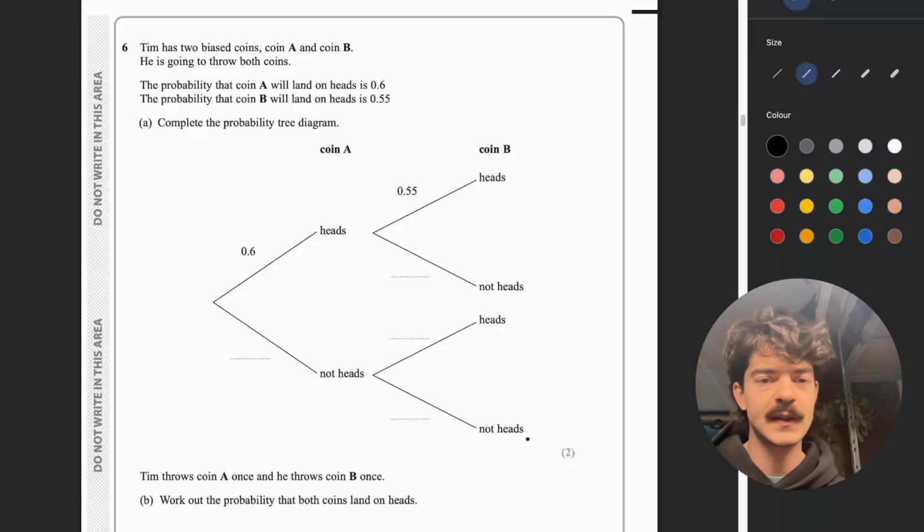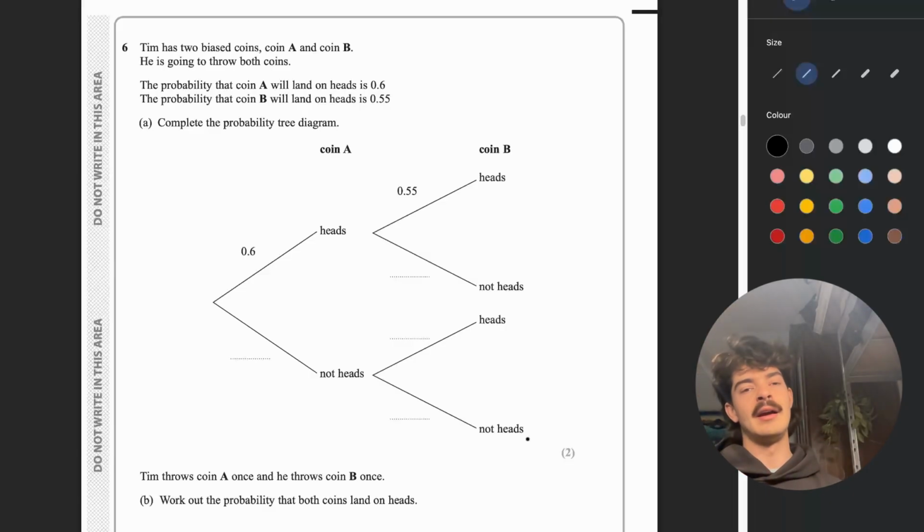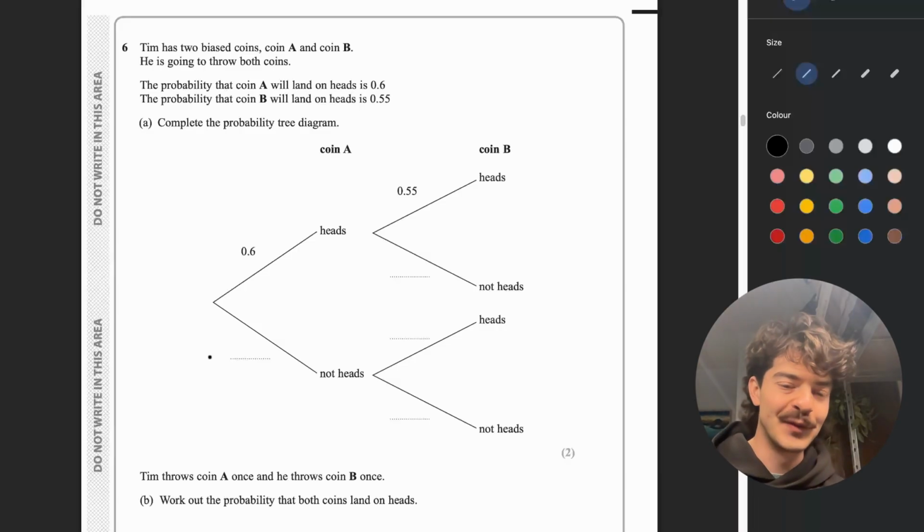Question number 6, a probability tree. Is it dependent? No, it doesn't look like it. So we've got 2 biased coins, A and B. The probability of A landing on heads is 0.6. Okay, very quickly we can go, the not heads is going to be 0.4, right? Probabilities have to sum to 1. And that's all that's happening in this first bit of the tree.